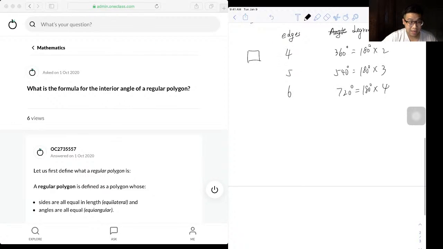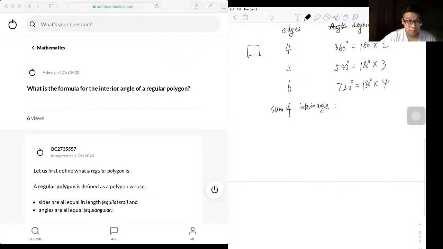So we can find the pattern. The sum of interior angles will be n minus 2 times 180, where n is the number of edges.